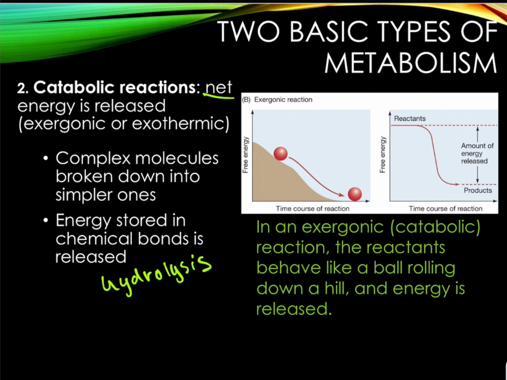So in an exergonic or catabolic reaction, the reactants behave like a ball rolling down a hill, and energy is going to be released. So again, remember, this is a net energy release, okay? Some energy was necessary to get that reaction to occur. There was an initial input of energy that was required, but overall, the amount of energy that was released is going to exceed the amount that was necessary for that reaction to occur.